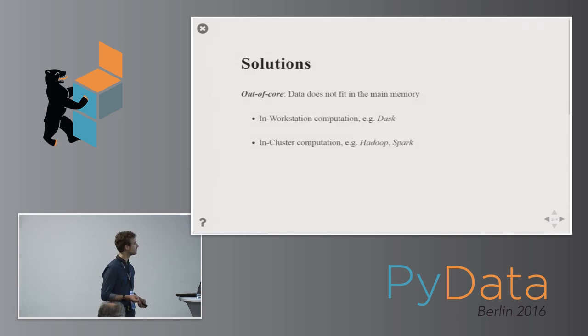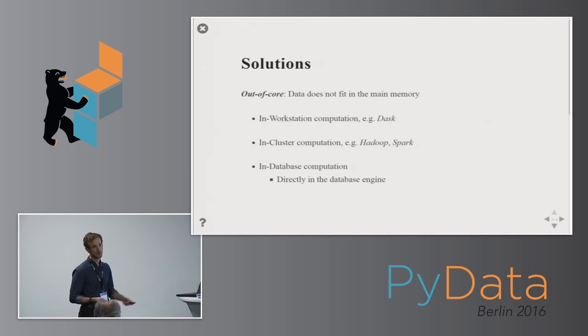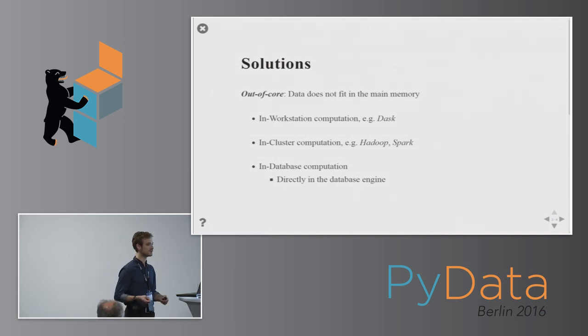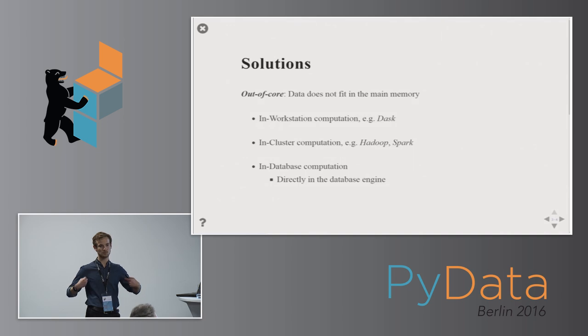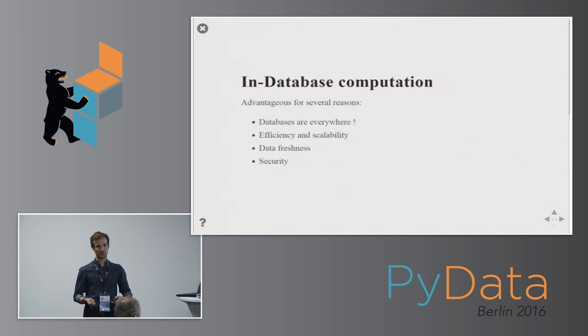A second way that I call in-cluster computation is simply to use a cluster, so to distribute the computation on multiple machines in a network, for example, Hadoop or Spark. And last but not least, another solution, which is in-database computation. This is the one we are going to focus on in this talk. Here, the idea is to bring the computation directly to the database, so we will use the database engine to perform computation. This is the most efficient way, without having to extract data. And exactly, in-database computation has a lot of advantages. Here are a few of them.